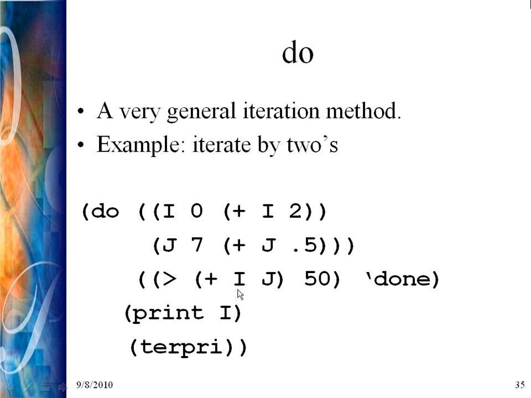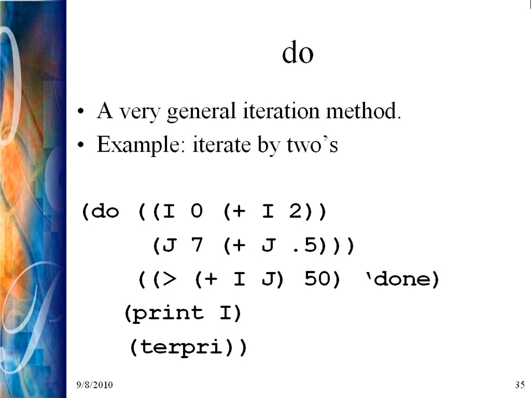This goes on until i and j added together are bigger than 50. So that's the first thing here, the binding forms and initialization forms. Then there is a list, which is the test for when you should stop, and the return value, done. And then there is the body. And the body here is 2 forms, print i and terpri, which means print a new line.